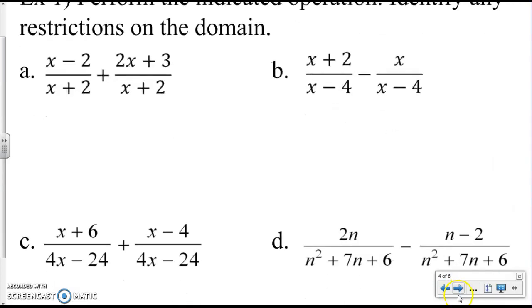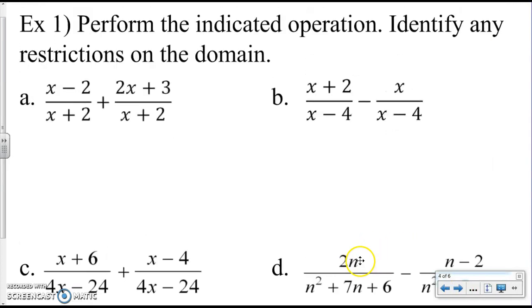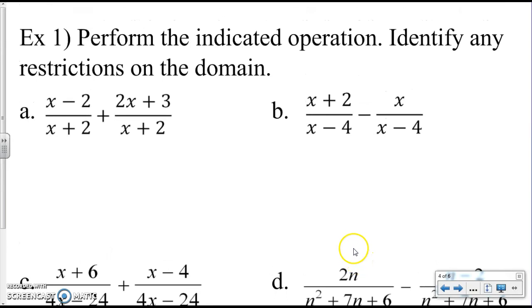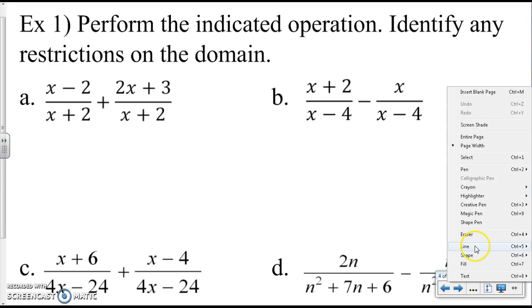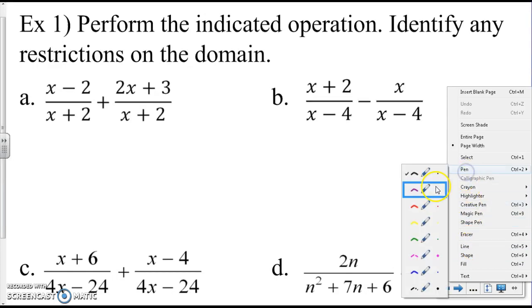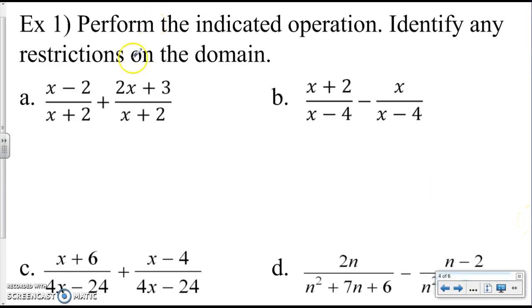Okay, for the first four, you will notice that our denominators are already the same. We're still going to factor if we can so that we can find our restrictions, but if we don't have anything to factor, we're going to do our restrictions and go from there. So notice for A, I cannot factor x plus 2, so to find my restrictions, I'm going to do x plus 2 equals 0. And it's the same for both, so I really only have to do it once. So x cannot equal negative 2. Okay, so there's my restriction.